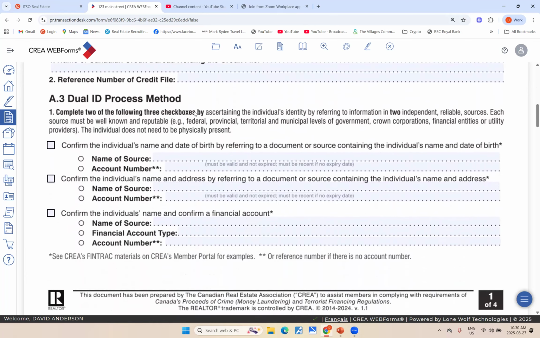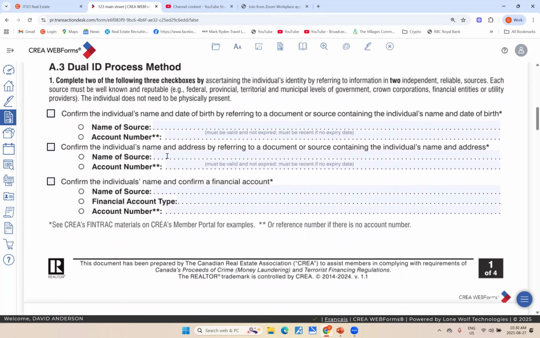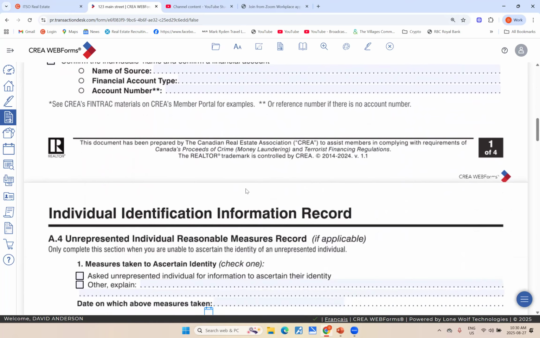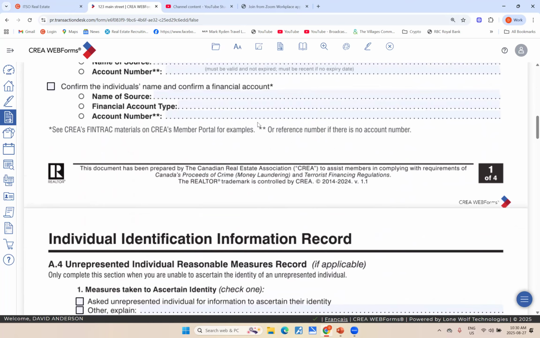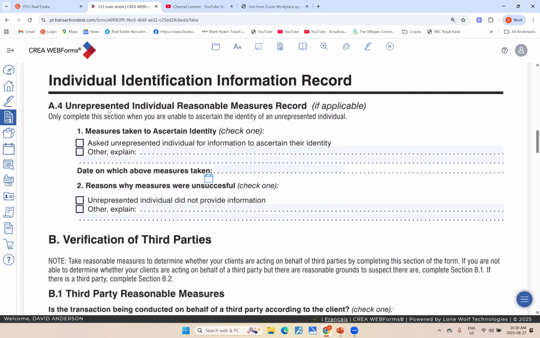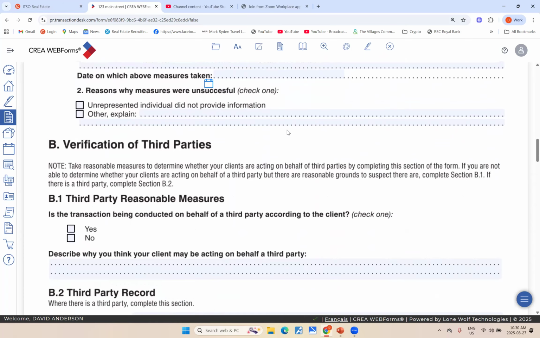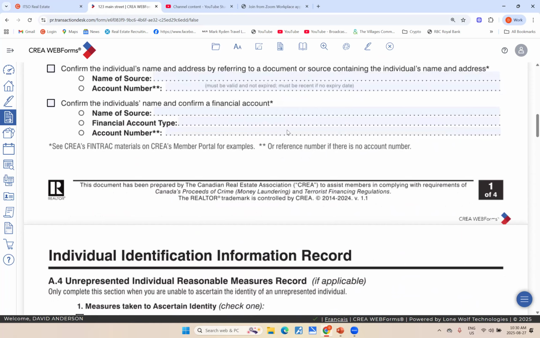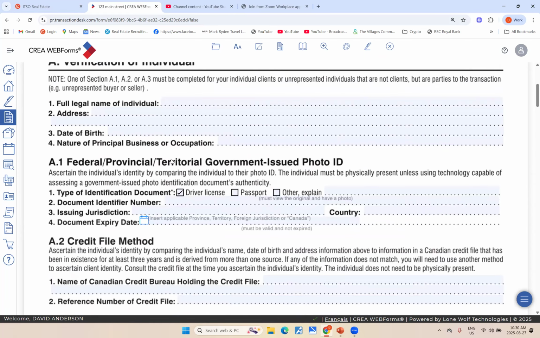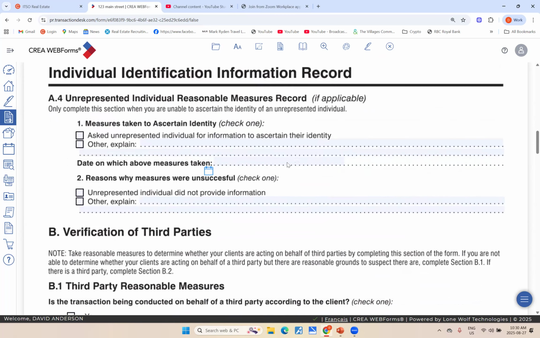If you go down to dual ID, basically what you need is two other people to ID this person. So if you get to a point where you don't have government ID, give me a call and we will make sure that we go through that with you. And then unrepresented individual, this doesn't happen, so let's just not even worry about that. First section A, just use federal, provincial, territorial government ID. Easiest way to do it.